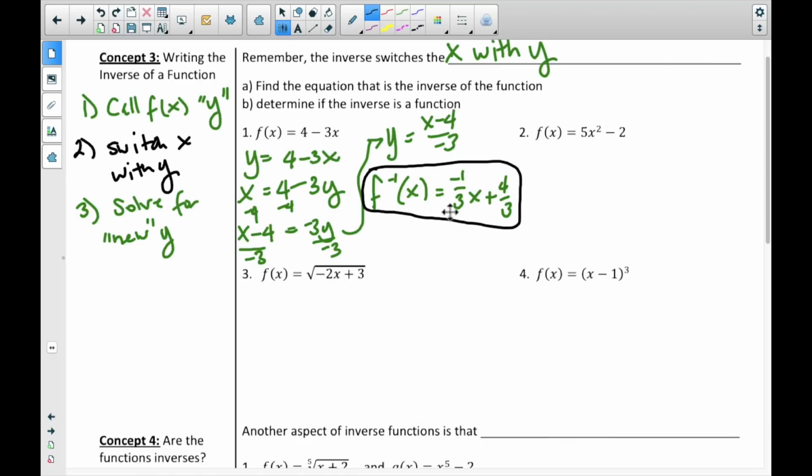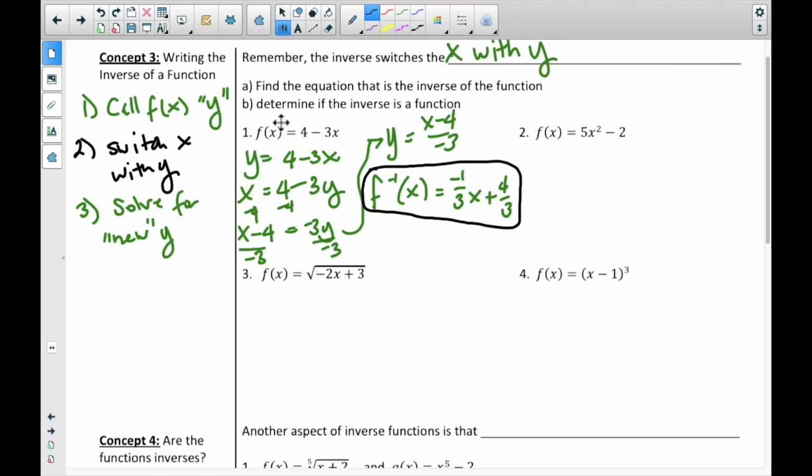Okay, so just to review what we did. We called this y instead of f of x, just to eliminate confusion. We switched our x with our y. And then we just solved this for y, and we worked it out to solve it for y. Finally, we called it f, or f -1 of x. And that's the inverse of x. And that is -1/3 x plus 4/3. So that was part A. Find the equation that is the inverse of the function. That's what you do for that.